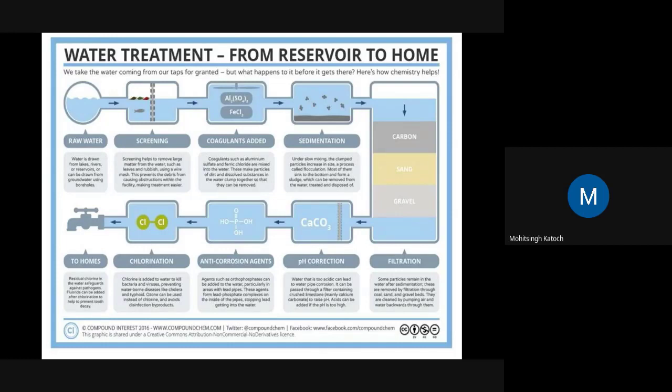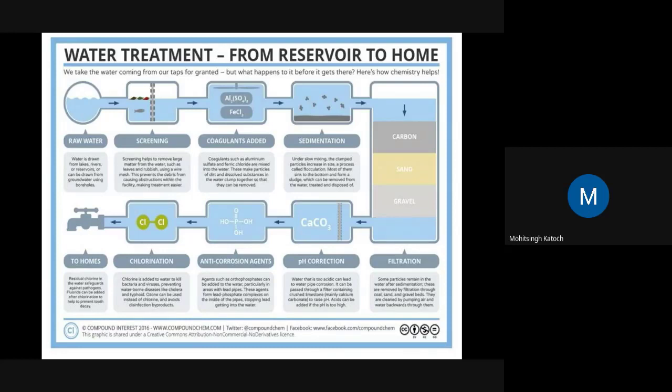At the water treatment plant, the first stage which this water encounters is the screening process. This screening helps to remove large matter from water such as leaves and rubbish using a wire mesh. This prevents the debris from causing obstructions within the facility, making further treatment of water easier in further processes.